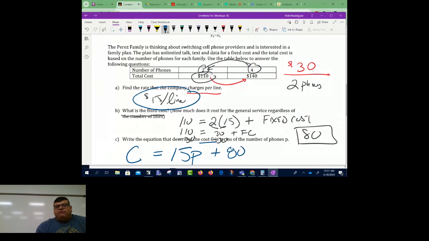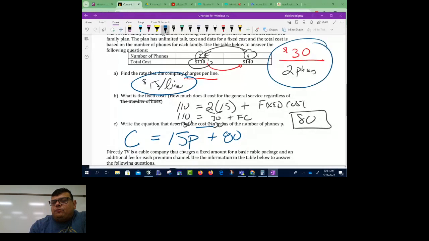So $15 for every phone, and then $80 is my fixed cost. But what I want to mention, y'all, what did we do in this first part? Hey, we found the slope of the line, right? We really said, look, from 110 to 140, we subtracted them. That's how we got $30. From 4 to 2, we subtracted them. That's how we got 2 phones.